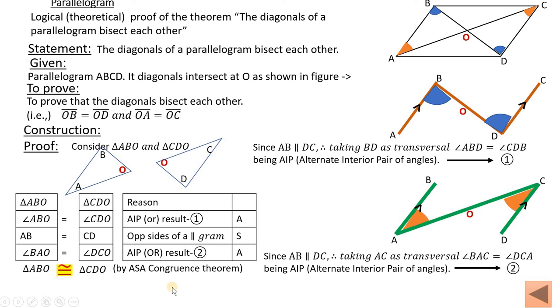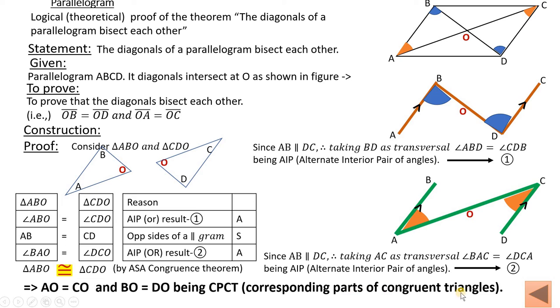When two triangles are congruent, we can always talk about the equivalence of the corresponding parts. Here we will take the sides OA and OC, the first and third letters. So OA equals CO, and the second and third letters form BO, that is, side BO and OD. These two are equal. This is by the fact that corresponding parts of congruent triangles are equal, which is abbreviated as CPCT. Being corresponding parts of congruent triangles, OB should be equal to DO and AO is equal to CO, which is the requirement to say that the diagonals bisect each other.